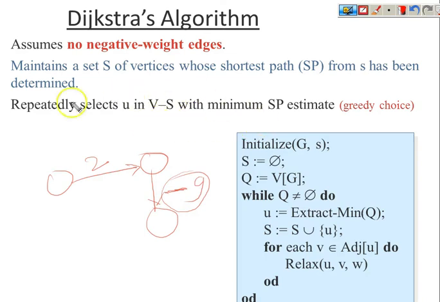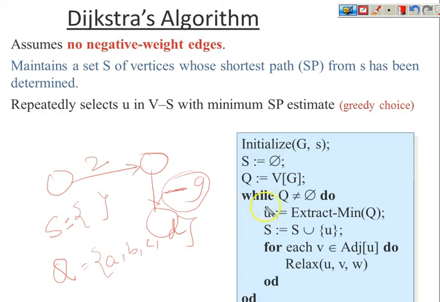So what we are doing in this algorithm: maintain a set S of vertices whose shortest path from the source has been determined. So here we are having two sets. One set is S and one set is Q. Initially the set S is empty, and Q is a set which contains all the vertices of the graph. So let's say we have four vertices in the graph: A, B, C, and D.